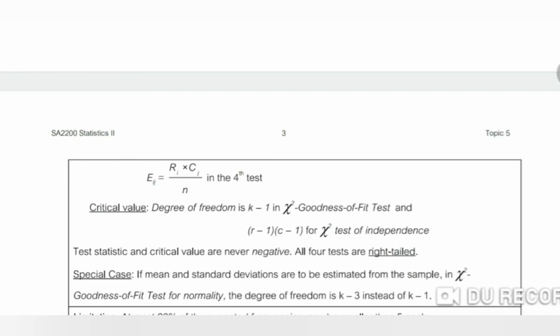That means the further the test statistic is to the right, the more significant the statistic is. That means the rejection region is on the right of the critical value. Test statistic measures the total difference between observed frequencies and expected frequencies. Total squared difference, we can say squared. Therefore, never negative, always positive.